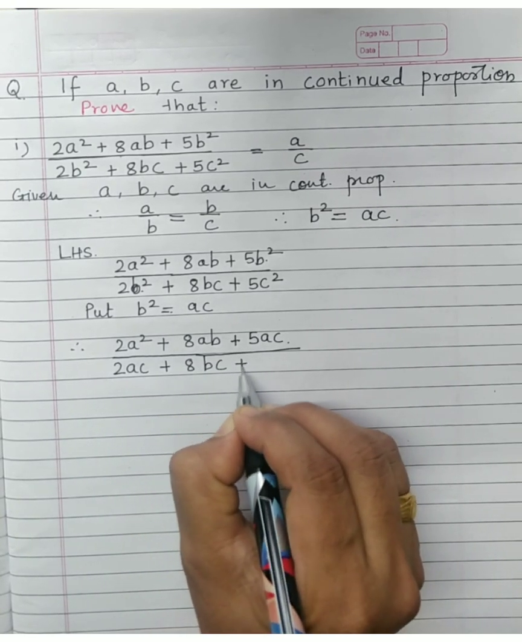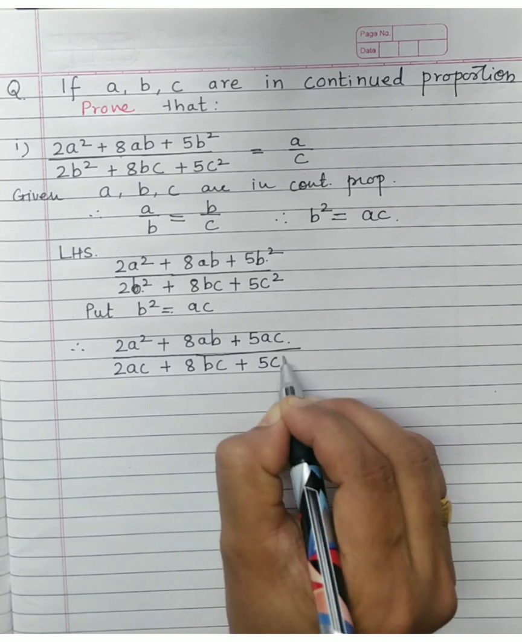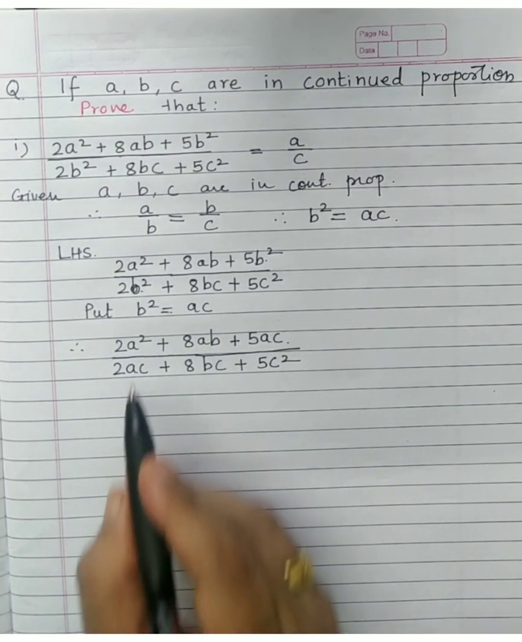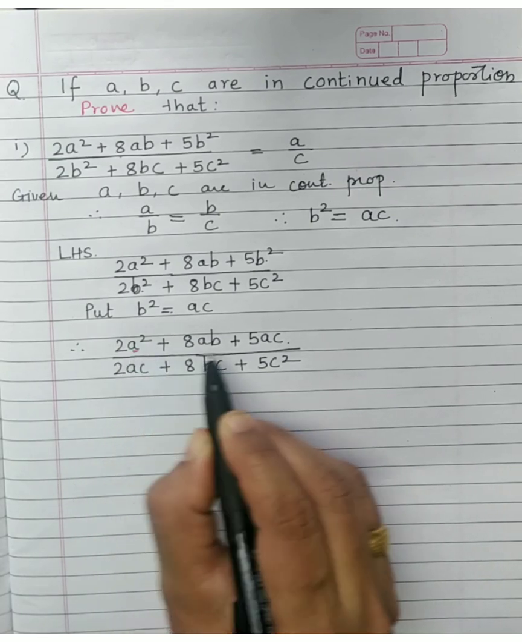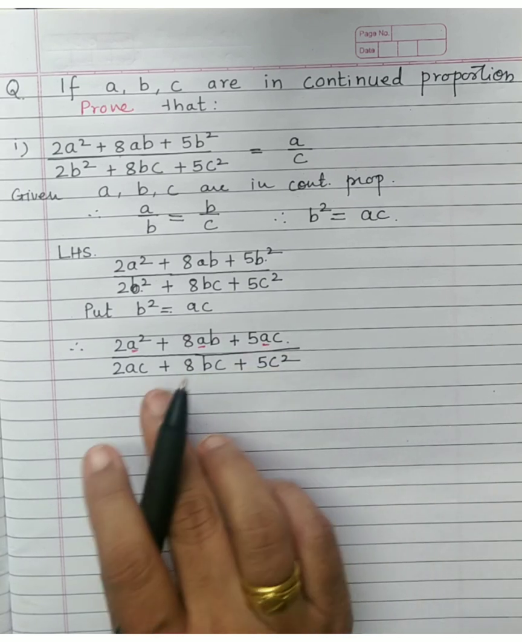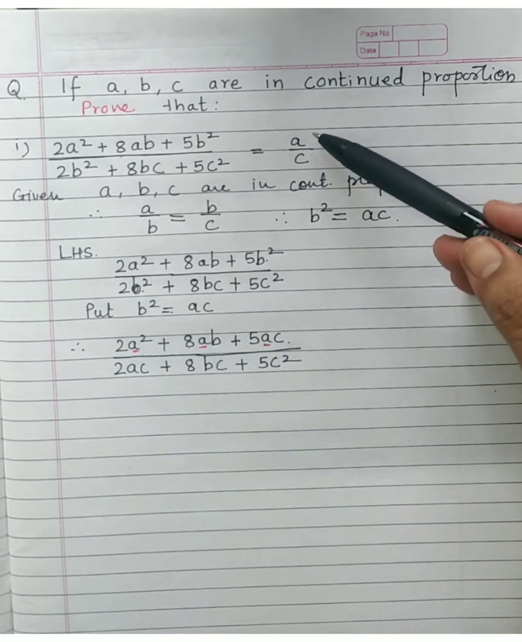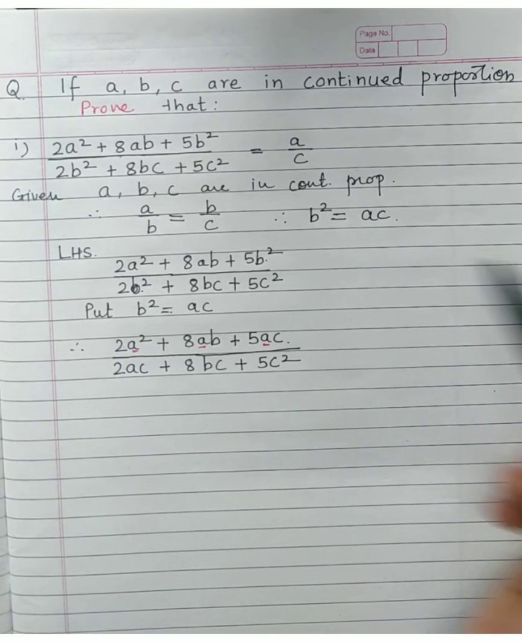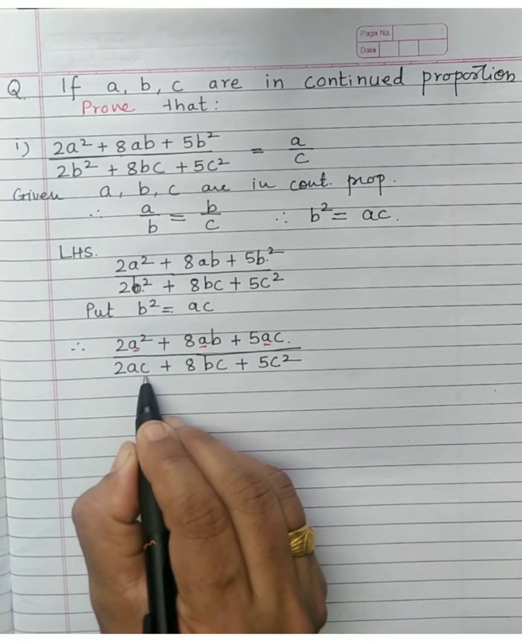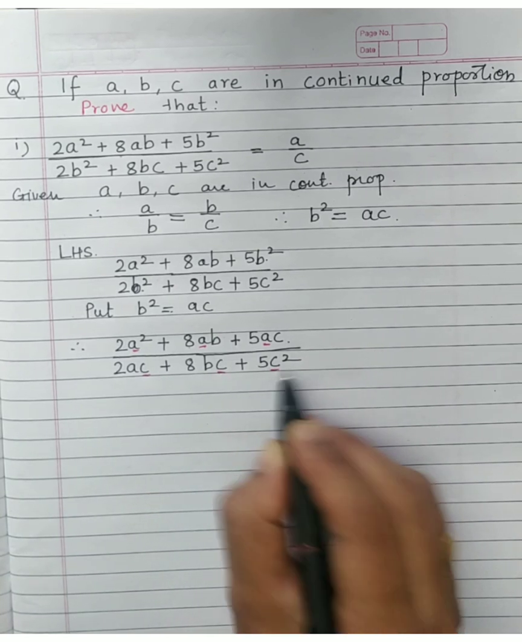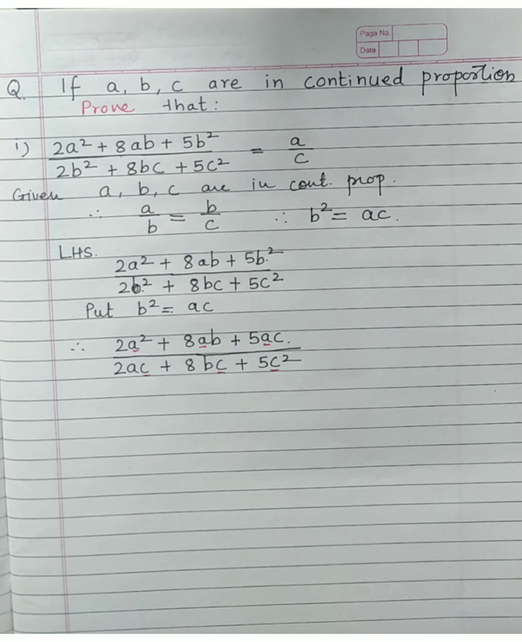8BC plus 5C square. Now observe carefully. What do you understand here? 2A square, 8AB, 5AC. Remember what we have to prove, that also you have to keep in your mind, na? Numerator should be A, right? And denominator, if you see 2AC, 8BC, 5C square. So definitely you are able to see that A upon C at least is coming out common.